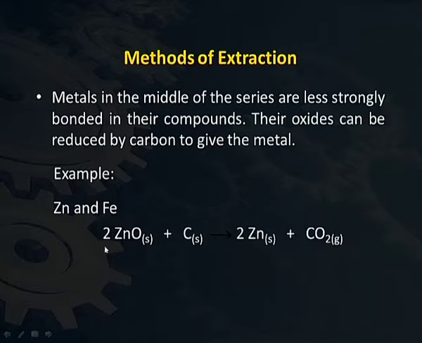Metals in the middle of the series are less strongly bonded, and these oxides can be reduced by carbon to liberate the metal. Here is an example. Iron and zinc are classic examples. Zinc oxide reacting with carbon gives zinc metal and liberates carbon dioxide gas.